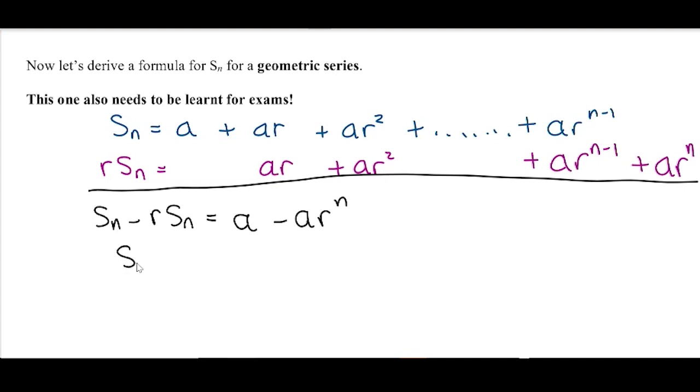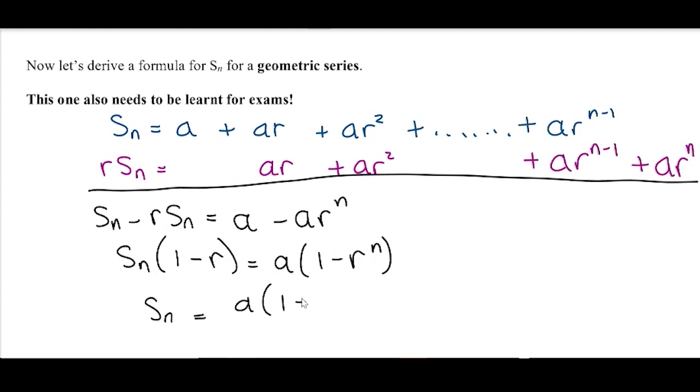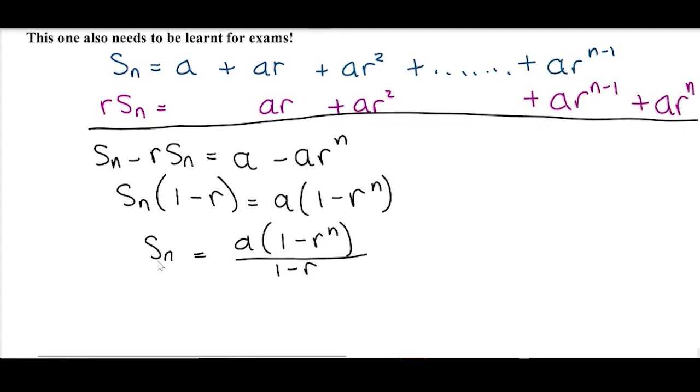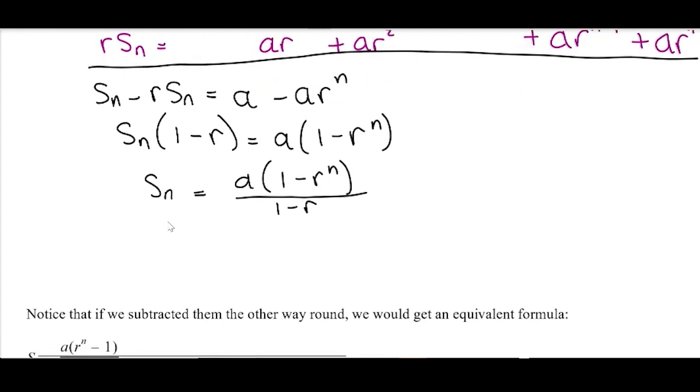So I'm going to take Sn out as a common factor. That moves it from being in two different places to in one place. I'm also going to take out an a on this side, and I get 1 minus r to the power of n. And lastly, I'm going to divide both sides by 1 minus r. So I get a times 1 minus r to the n over 1 minus r. And so here we have a formula which gets provided in tests and exams.